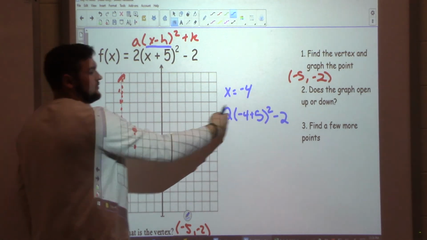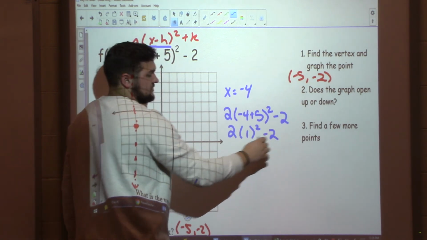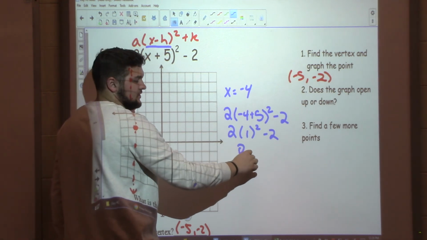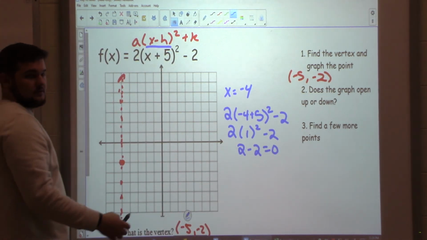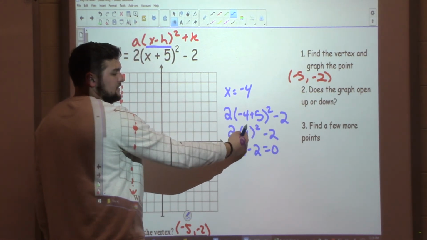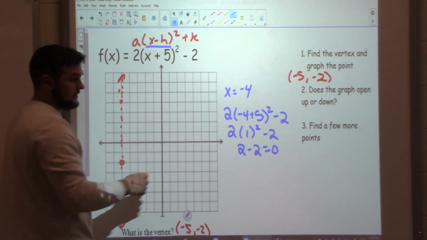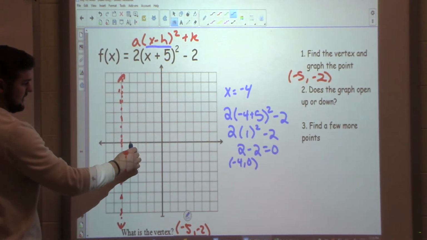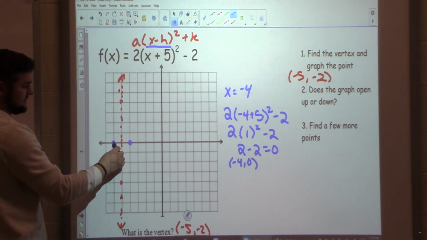Okay, so I do this equation here. 2 times 1 squared minus 2. 1 squared is 1, times 2 is 2. I get 0. Right? All I do is the math here. Negative 4 plus 5 is 1. 1 squared is 1, times 2 is 2. Minus 2 is 0. Okay? So I'm at negative 4, 0. That's my first point. Negative 4, 0. And I mirror it across my axis of symmetry.